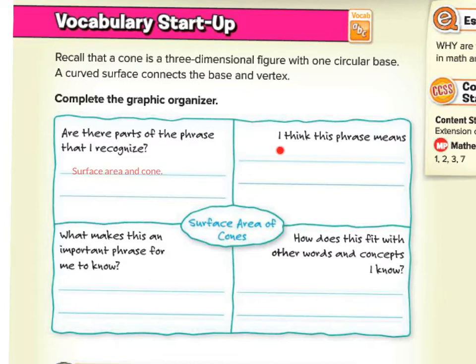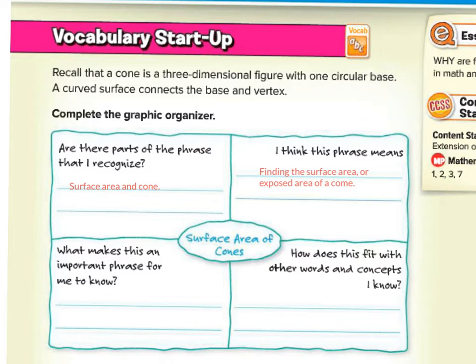What do you think this phrase means, surface area of cones? Well, if you're thinking finding the exposed area of a cone, the surface part that you can see, then you are correct. And what makes this an important phrase for me to know? Well, knowing this phrase can help me find the surface area of three-dimensional cones. That's essentially what we're talking about.